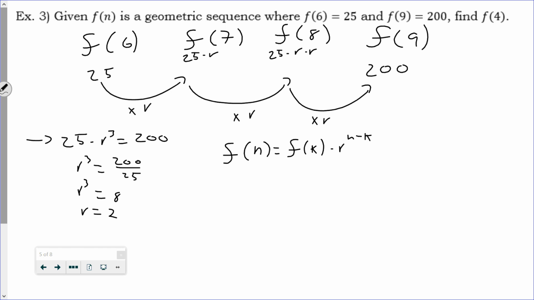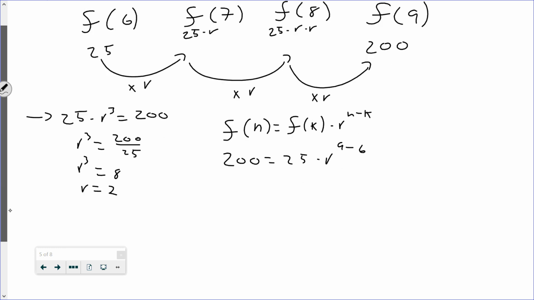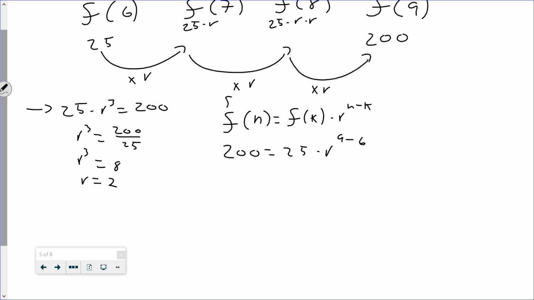Plug in n and k into here, so f of 9 is 200 equals f of k, which is 25, times r to the 9 minus 6. So this is the formula. I plug in 9 for n, and 6 for k. I got this, and you get the same exact thing, right? 200 equals 25 r cubed. It's the same exact thing.